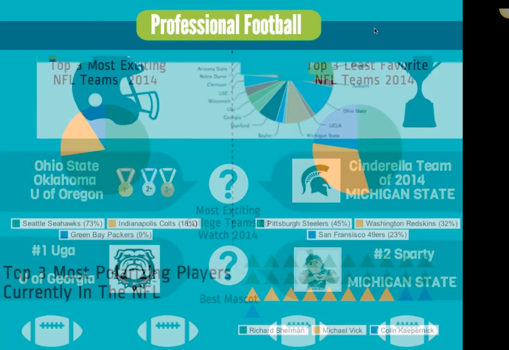And in professional football, or the NFL, the top three most exciting teams that we find with the turf are the Seattle Seahawks, Indianapolis Colts, and Green Bay Packers. The top three least favorite NFL teams in 2014 we saw were the Pittsburgh Steelers, Washington Redskins, and the 49ers. And then we asked them what the three most polarizing players currently in the NFL are. Richard Sherman definitely came in a landslide, followed by Michael Vick and then Colin Kaepernick.